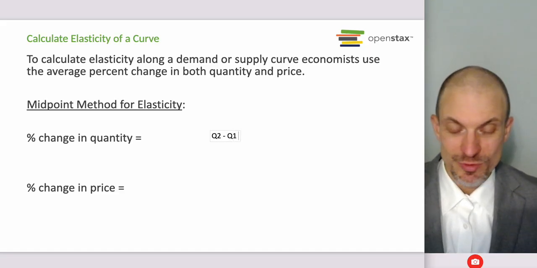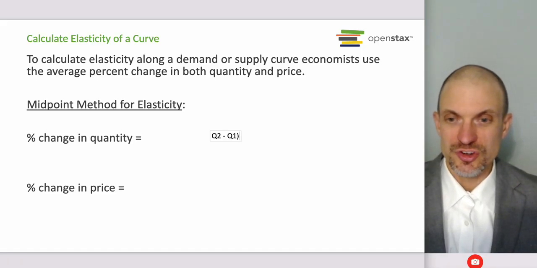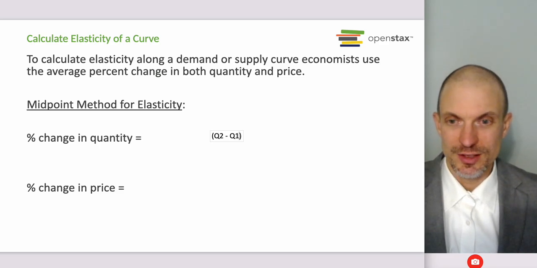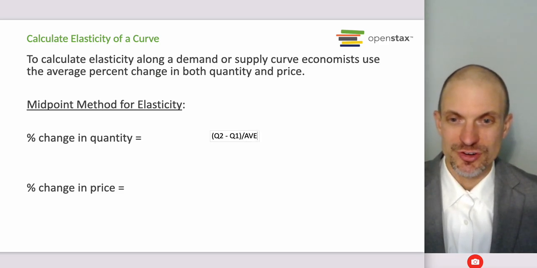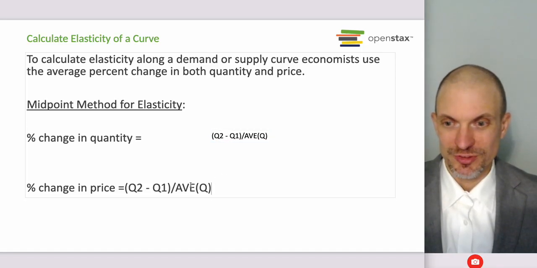Okay, so percentage change in quantity is Q2 minus Q1. I know I'm typing right next to my microphone, so that's super loud. Sorry about that. So this is the change in quantity, and then to make it a percentage change in quantity, we divide by the average quantity. That's all that is. Then we divide that whole thing by the percentage change in price.